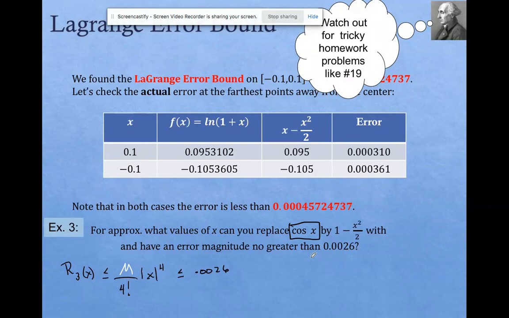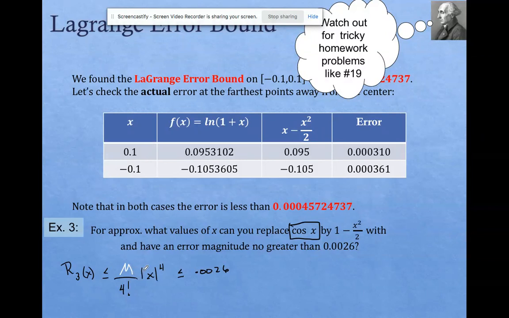I don't really care about what interval I'm talking about, right? What is cosine? Remember, we're talking about an error bound, so I'm talking about the worst case scenario. So if I fudge a little bit on that m, what if I just tell you that the worst case scenario for cosine is that, what's its maximum value no matter where you are for cosine? What's the maximum value?